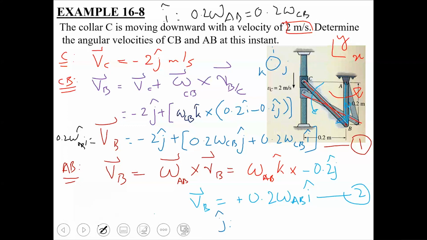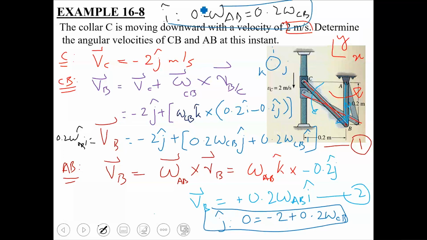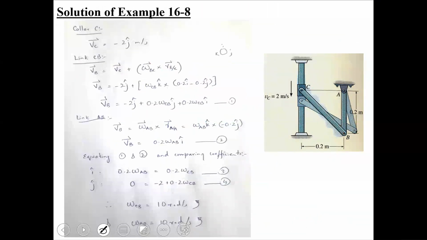What's the J coefficient on the left hand side of this equation? 0. What is the J coefficient on the right hand side? It is minus 2 plus 0.2 omega CB. So this is the equation for the J coefficient, 0 equal to minus 2 plus 0.2 omega CB. So these are the two equations which we need to solve. So moving towards the final solution, ये आपके पास वो दो equations आई थी.